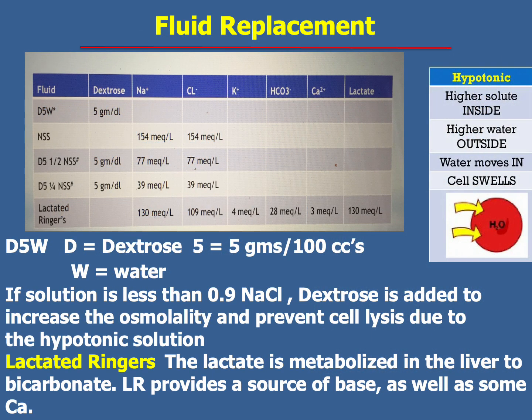The composition of the standard intravenous fluids is shown in the table. D5W is 5% dextrose in water, or 5 grams of dextrose per deciliter, or 50 grams per liter of water. This is obviously hypotonic, but does add enough glucose to help prevent protein breakdown and increases tonicity of half normal and quarter normal saline. Ringer's lactate is isotonic and used mainly in resuscitative therapy. In lactated Ringer's, the lactate is metabolized in the liver to bicarbonate and provides a source of base as well as some calcium.